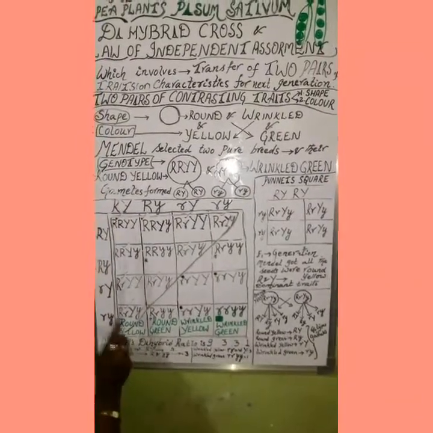Now let's write these gametes in the form of a Punnett square.